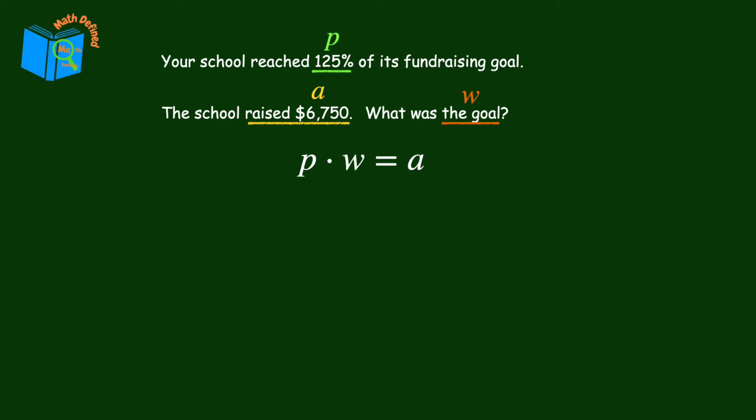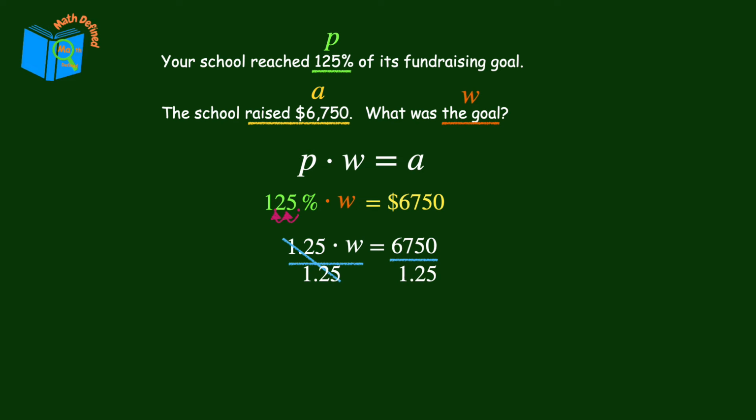And the part is how much the school actually raised, $6,750. Plugging these values into our percent equation, we have 125% times W equals $6,750. To solve for W, first we need to convert this percent into a decimal number, to get 1.25 times W equals 6,750. Then we divide each side by 1.25, resulting in W equals 5,400. So the school's goal was $5,400, and they beat that goal by $1,350. How awesome was that?